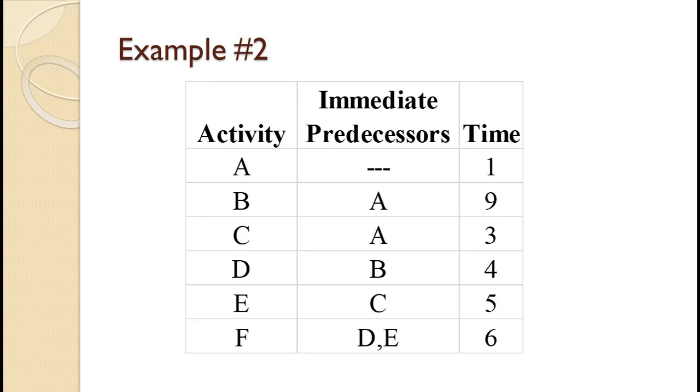Now here's an example for you to try. The activities, immediate predecessors, and times are shown on the screen. Please note that this uses the same diagram as example number 1, only with different times. Since you've seen an example already, let me suggest that you pause the video and try to work this problem on your own. Once you're done, you can use the video to check your work and spot any mistakes you might have made.